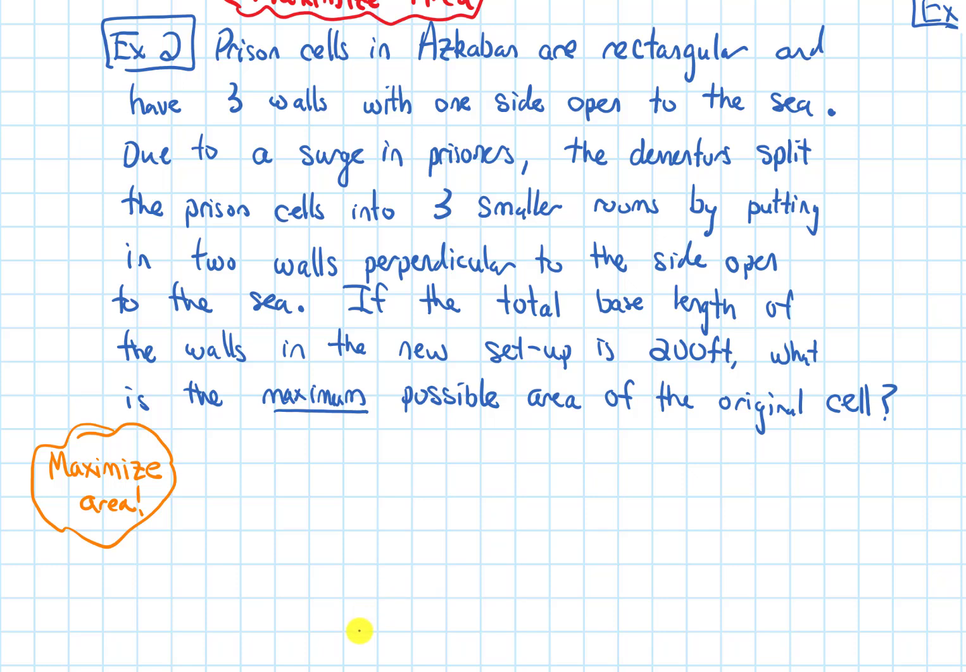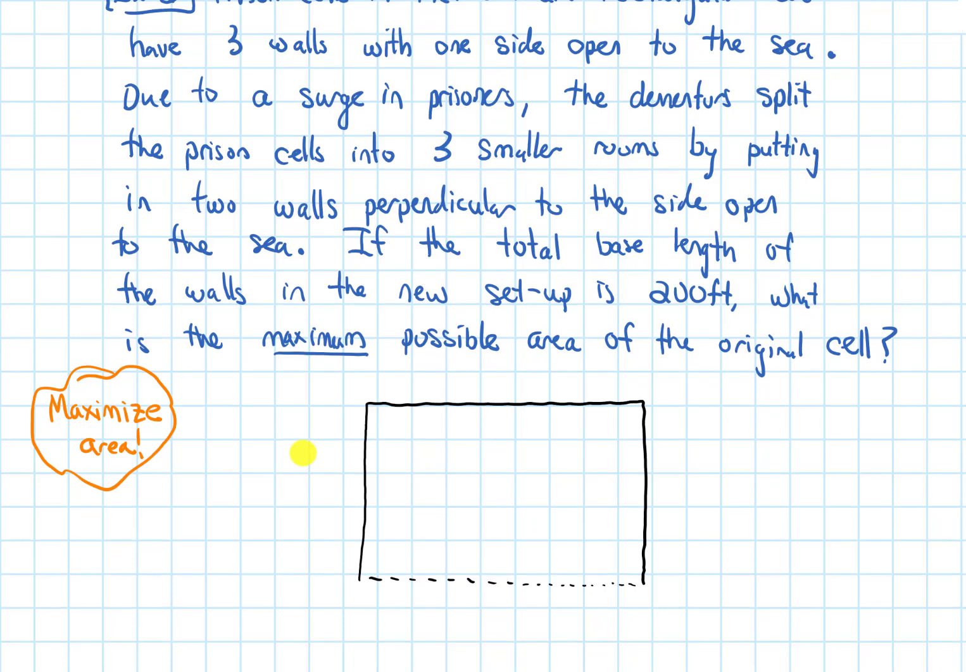So initially, this prison cell is rectangular. It has 3 walls, and there's one side that's open to the sea. So I'll put a dashed line there. So there's no actual wall here. This is open to the sea, but I'm just drawing a dashed line so I can complete that rectangle. Okay, and then this is open to the sea, so the sea is over here somewhere.